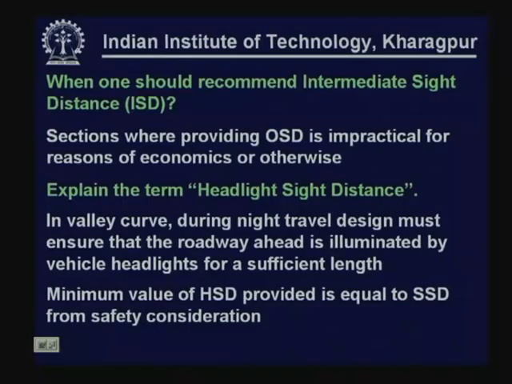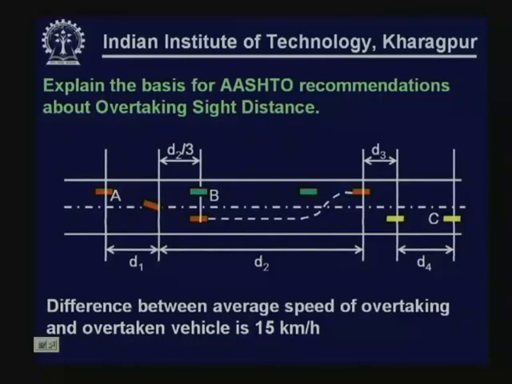Particularly in a valley curve during night travel, it is only the length of the road which is visible by the illumination of headlight, that portion is visible to the driver. So, particularly for a valley curve, it is crucial, and therefore that distance should be adequate for emergency stopping of the vehicle, and we consider the distance as headlight sight distance. That means, the distance which is visible by the illumination of headlight. Next, the basis for AASHTO recommendations about overtaking sight distance.